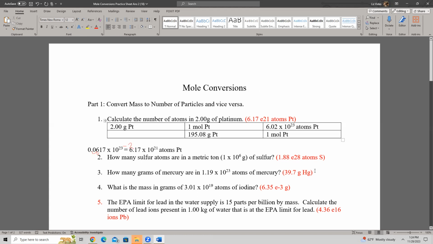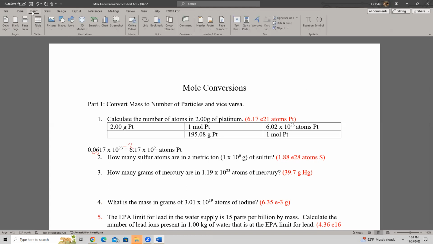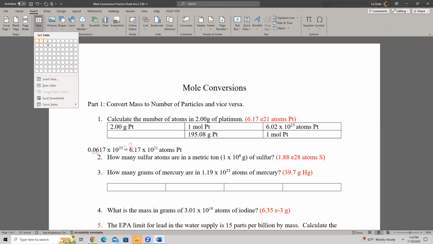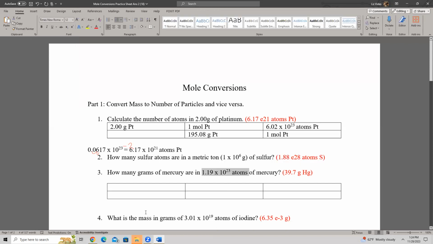Let's do one that's going the other way. This one right here. We're going to insert the same table because we need just 3. Each time it's going to be 3. Okay, now it says we want this many atoms of mercury. So I'm just going to copy this so I don't have to raise it to the power of anything. All right, atoms of mercury.